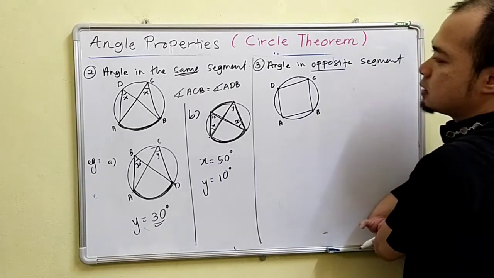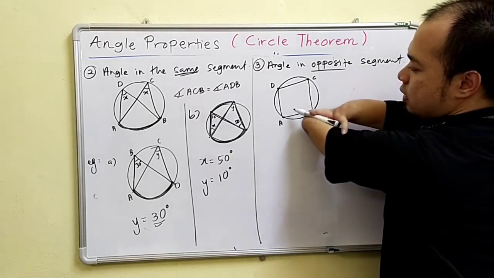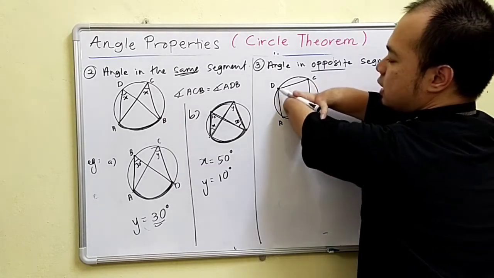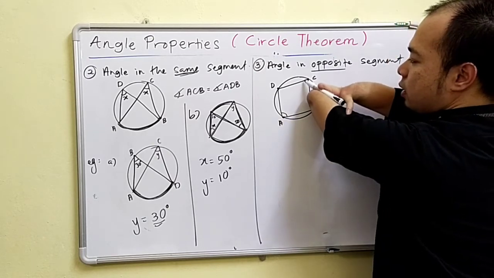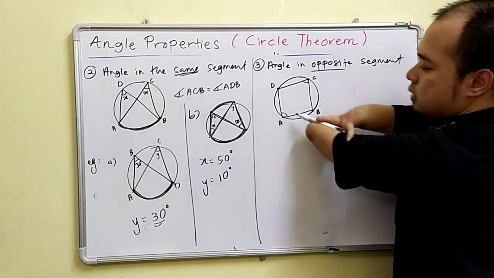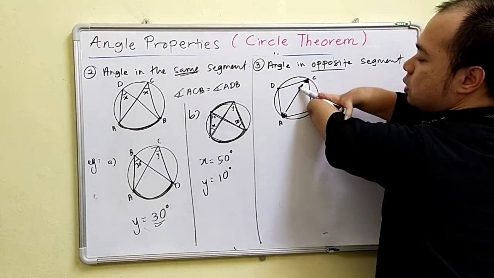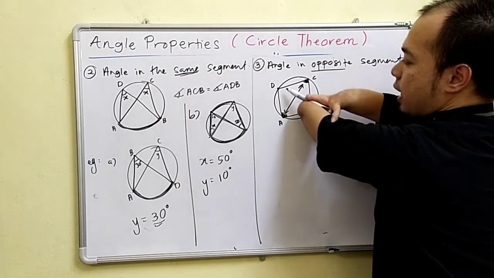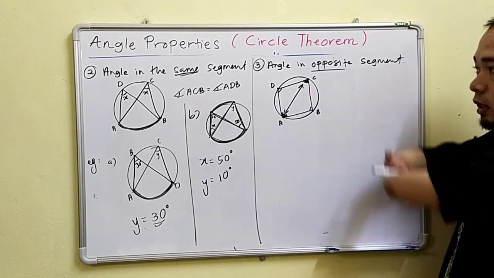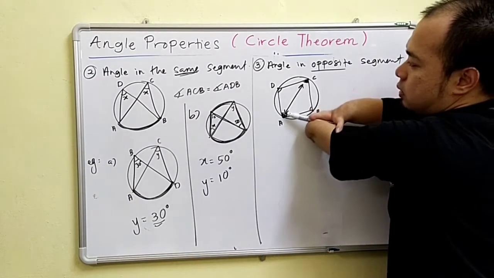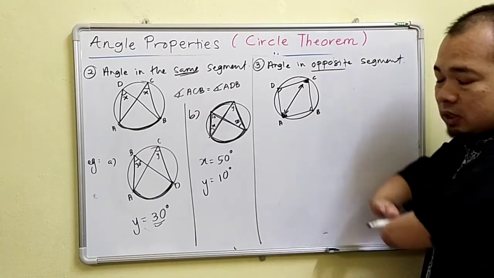Okay, what is the property of opposite segment? It says that given a cyclic quadrilateral like this, the angle A, opposite of the angle A is angle C. So angle A and angle C, they are opposite to each other. Angle D and angle B, they are opposite to each other. The property says the opposite angles A, C and B, D are supplementary to each other.